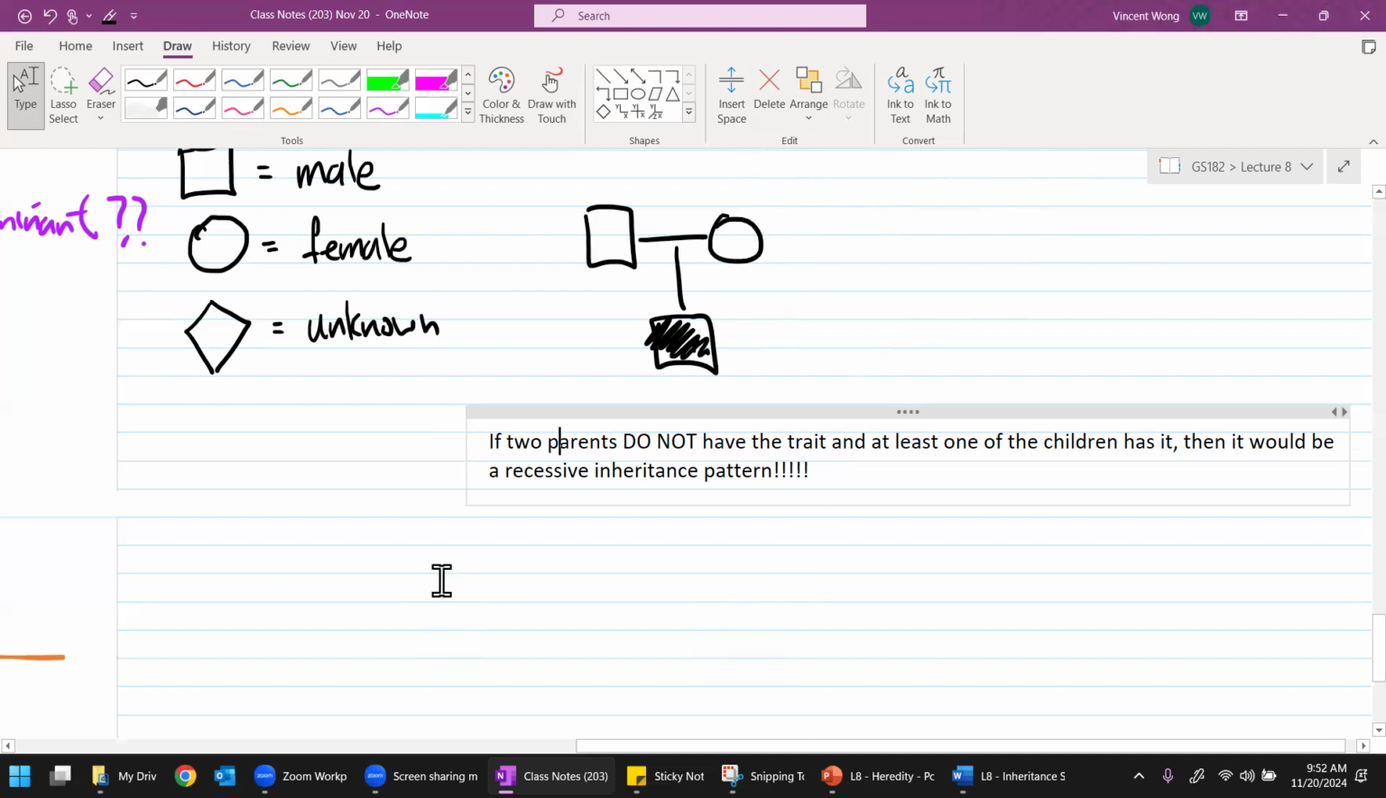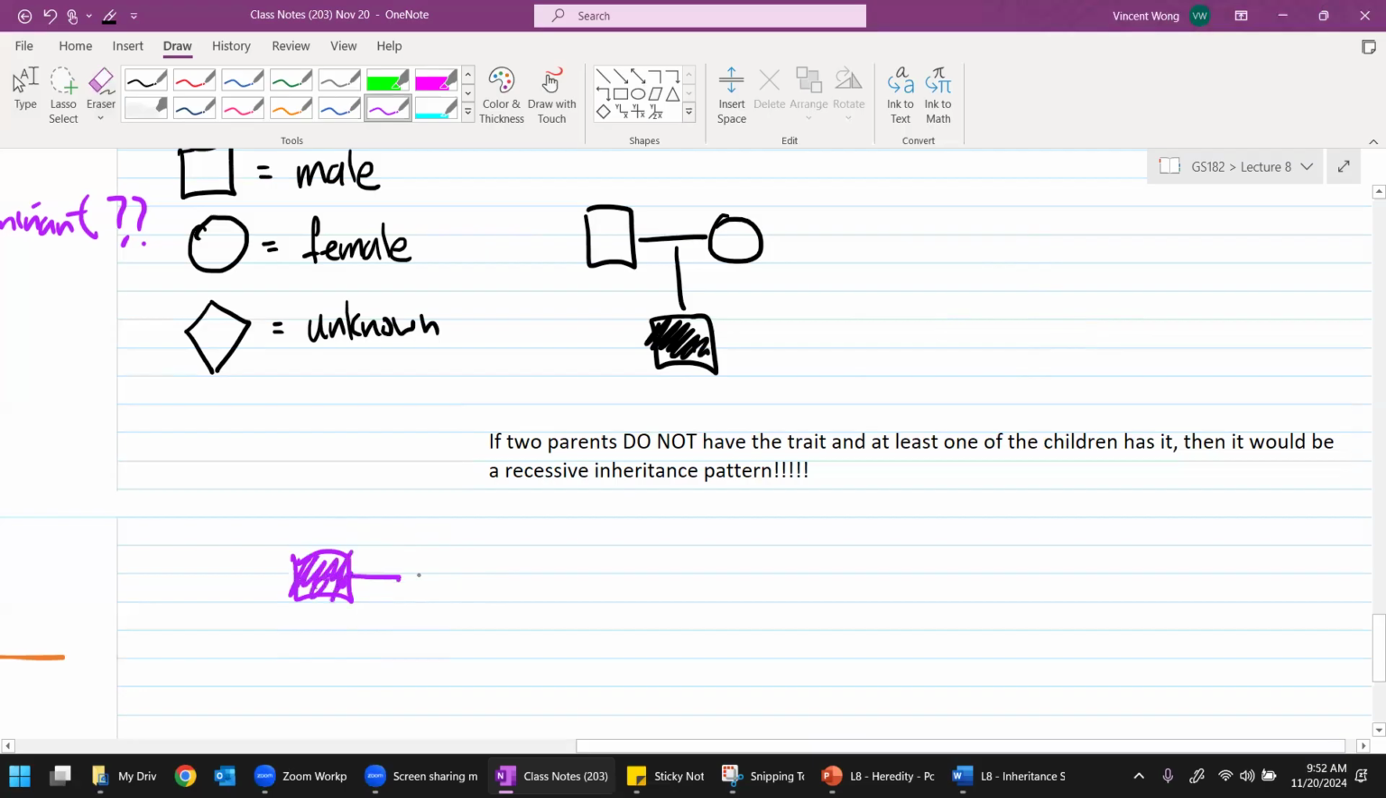If the, will that automatically mean it's dominant? Okay, that's a good question. Like, what if it's like this? What if one parent has it, the other doesn't, and then the kid has it? What does that mean? Well, that's a little bit harder to tell. Based on this alone, we cannot tell whether it's dominant or recessive. It could be explained by both situations.